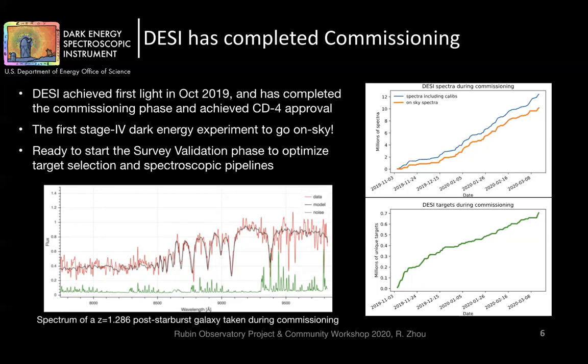And the left figure shows a beautiful spectrum of a post-starburst galaxy at redshift 1.3 taken during commissioning. As soon as DESI goes back to normal operation, it will start the survey validation phase, during which we will optimize the target selection and spectroscopic pipelines.